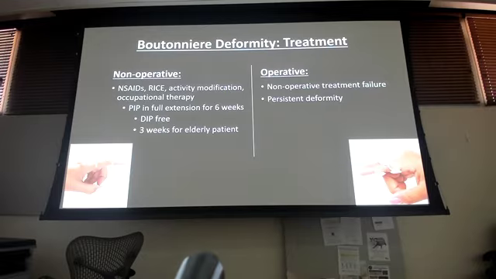So non-operative, the good old stuff you guys know, right? NSAIDs, RICE, activity modification. But I will tell you this, see how occupational therapy is thrown in there? Do you think they're going to potentially give you these little splints in these pictures, or fashion a custom splint for a person with a concern for a boutonniere deformity, either pre- or post-operatively? Yes, those are the people I rely on.